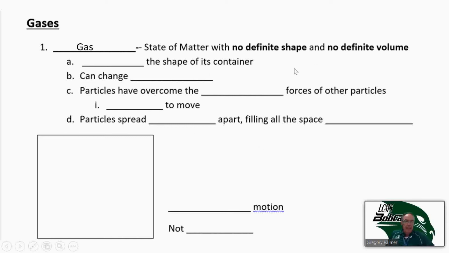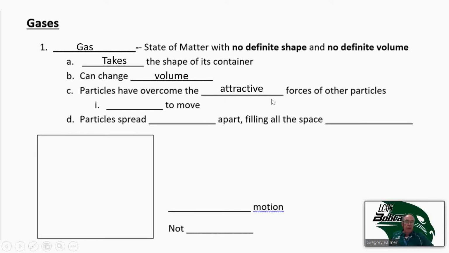Because there's nothing connecting them anymore. There are no bonds remaining. They have no definite shape. They have no definite volume. That means that the gas will take the shape of its container. So if you put air in a basketball or air in a tire, it takes the shape of its container. It can also, though, change size. It can change volume.